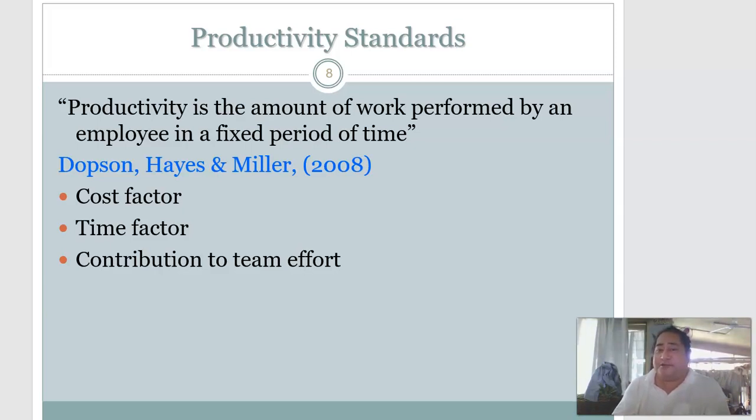And if you look at Dobson, the textbook that you have, it talks about these factors. The cost factor: if they spend a longer time completing a job, you're paying them more, and so that's the cost factor. The company is bearing the cost.